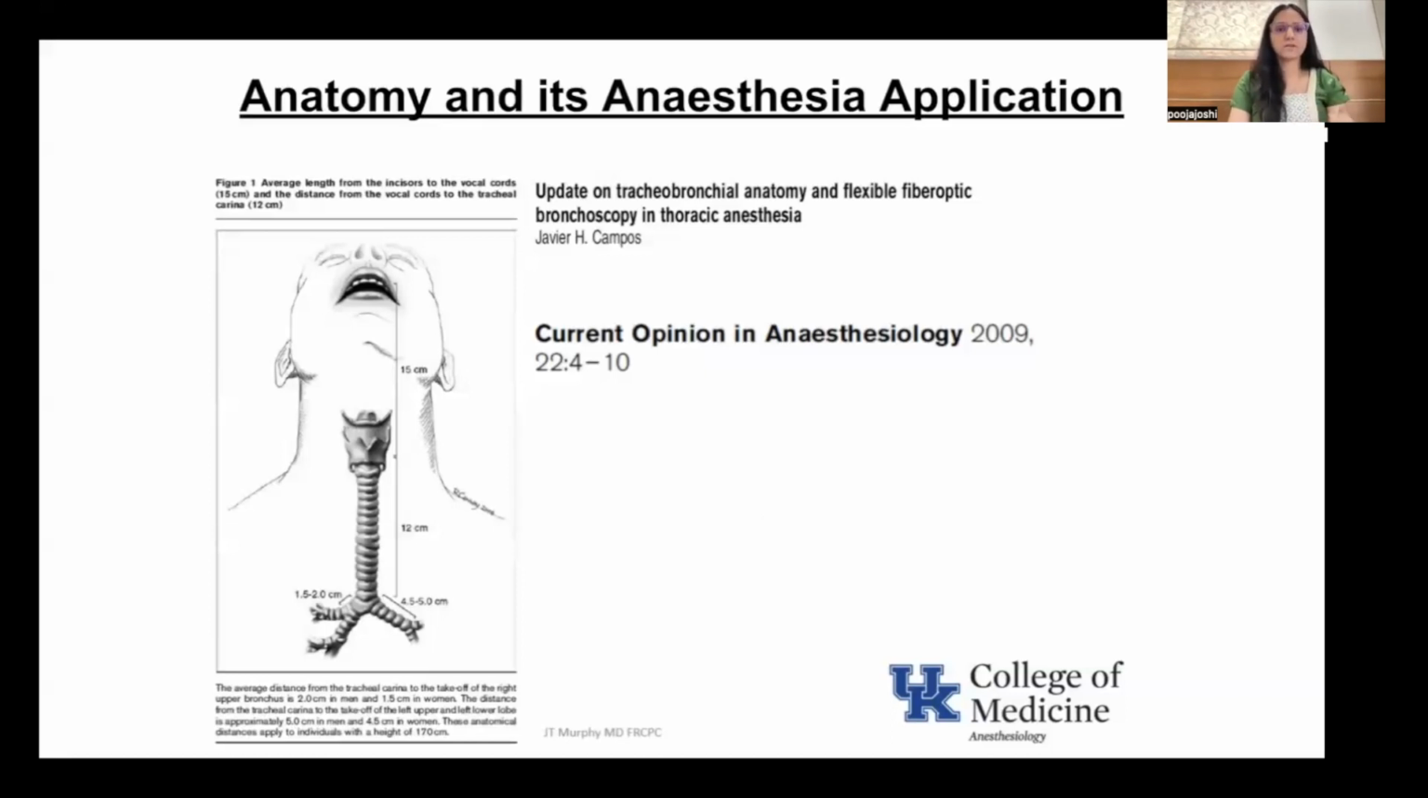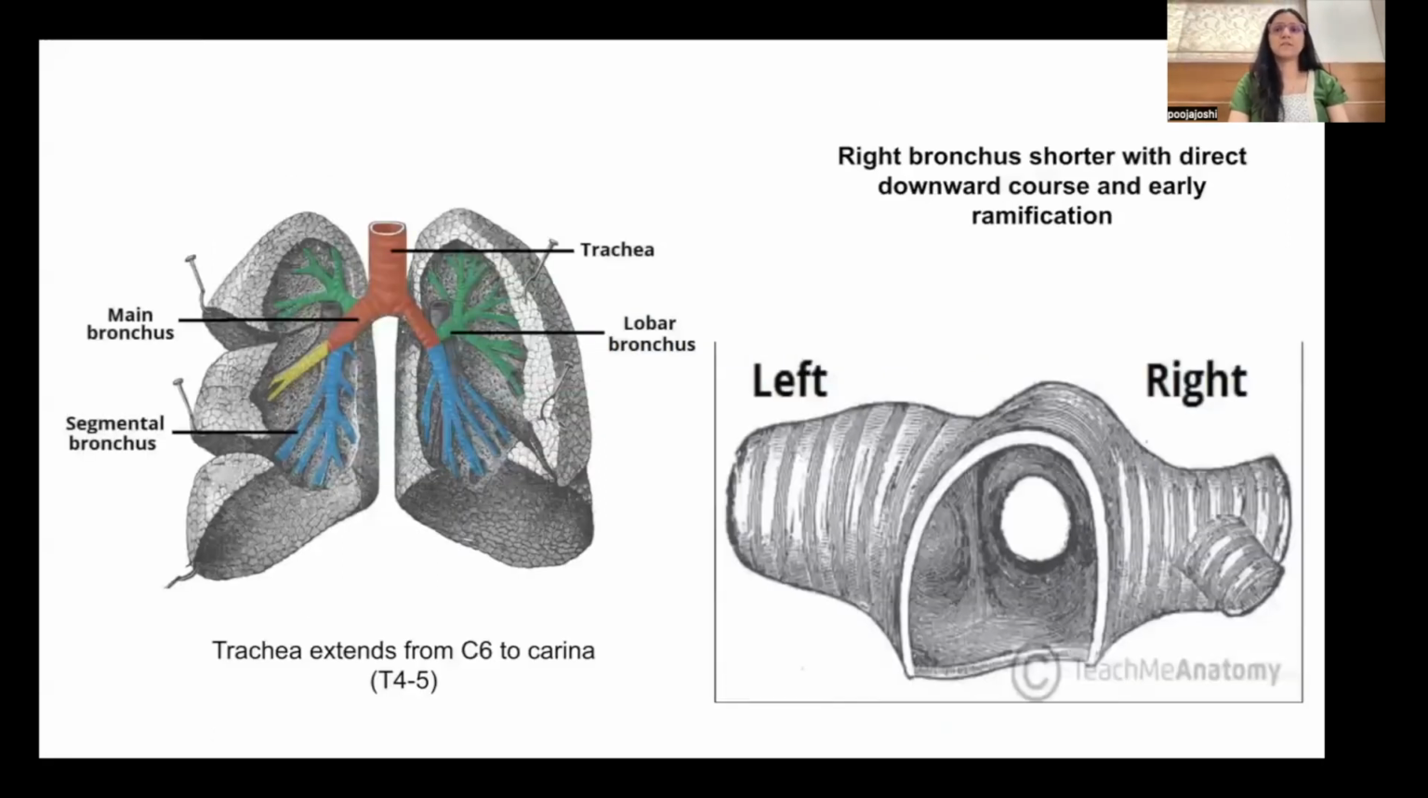Trachea, the windpipe, extends from the C6 cricoid cartilage to the T4 to T5 carina. The distance from the incisors to the vocal cords is 15 centimeters, while that from the vocal cords to the carina is 12 centimeters. The offshoot of the right mainstem bronchus is about 1.5 to 2 centimeters from the carina, which is less as compared to the offshoot of the left mainstem bronchus, which is 4.5 to 5 centimeters from the carina. The right bronchus is shorter, wider.